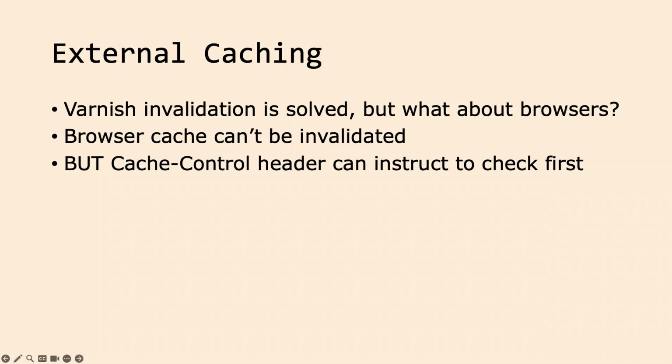Well, we potentially could still have a problem with browsers because you can't invalidate browser cache. There's cache copies of your stuff all over the internet, and you don't know about most of it. So we can't invalidate the browser's cache, but what we can do is use our friend, the cache control header, to provide it instructions about how we want them to behave. So this is something you have to do up front as opposed to after the fact.